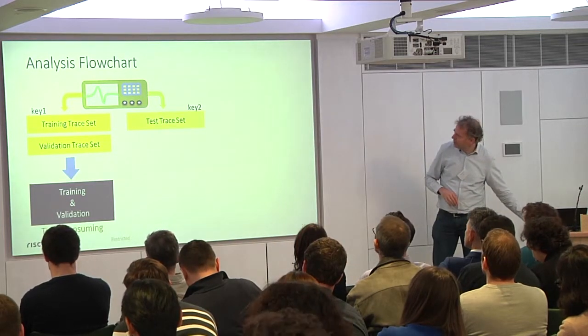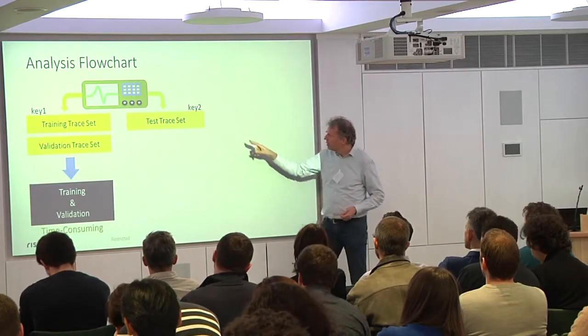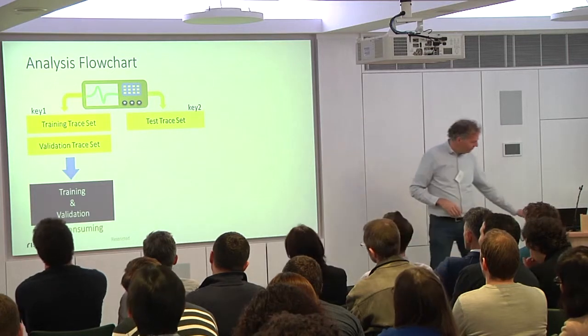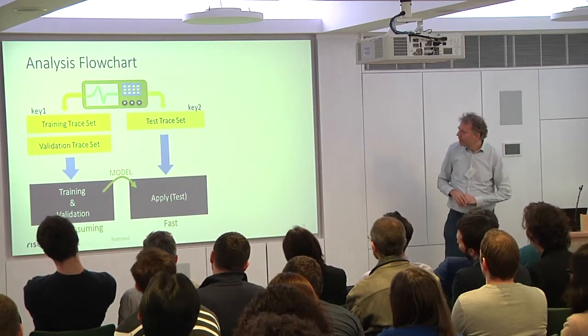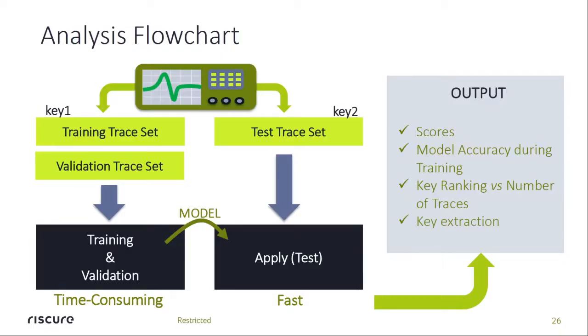Then in a second phase, this is the test phase. This is where you would look at a trace set for which you don't know the key. So it's an unknown key. But now you're going to apply the trained network that you have. The trained network is a model of reality. You apply that, and it is very fast.